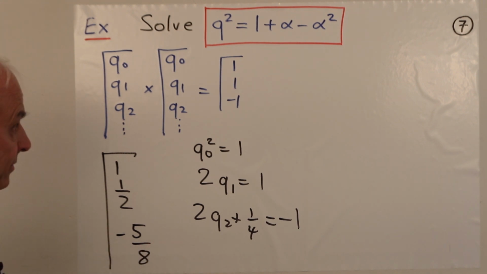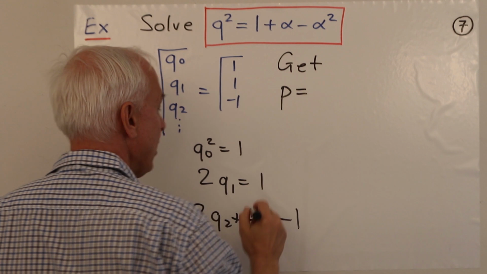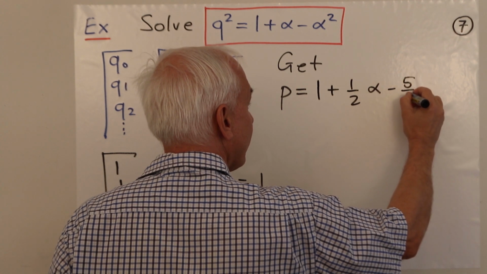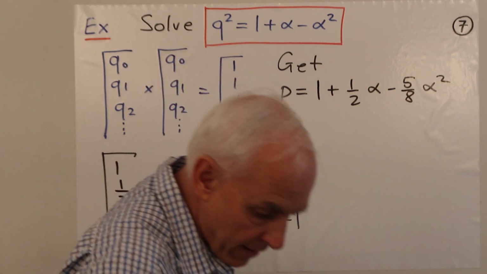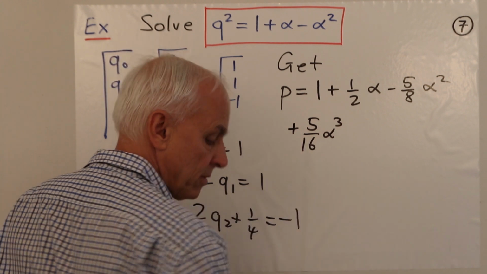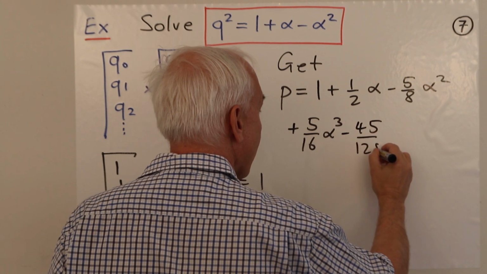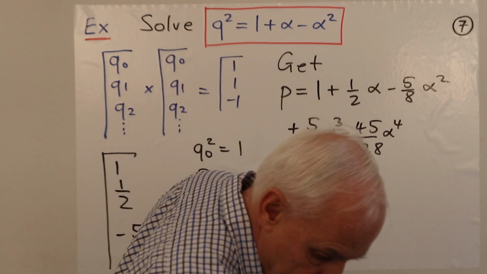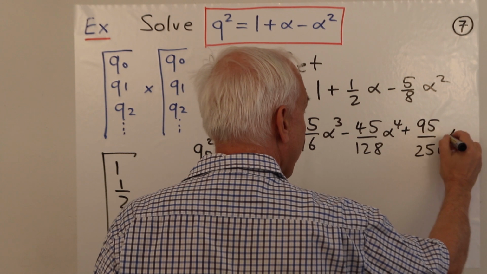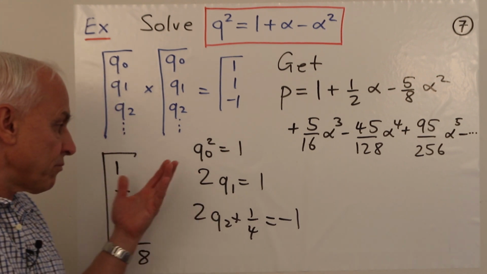So we could carry on, right? We could carry on, but what we're going to get is something like this. P equals 1 plus 1/2 alpha minus 5/8 alpha squared, and then plus 5/16 alpha cubed minus 45 over 128 alpha to the 4 plus 95 over 256 alpha to the 5th, and then, well, we could keep going. Again, we have a pretty clear algorithm.